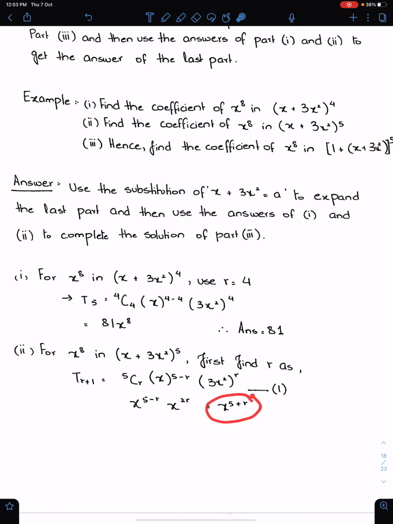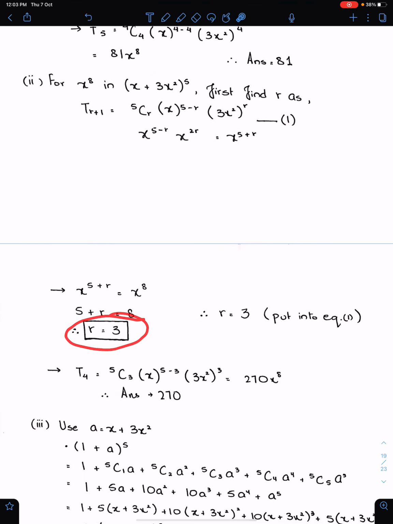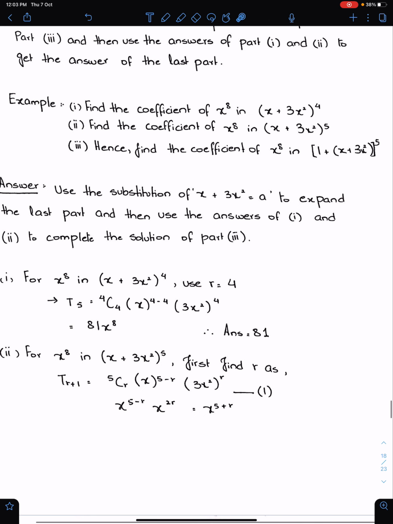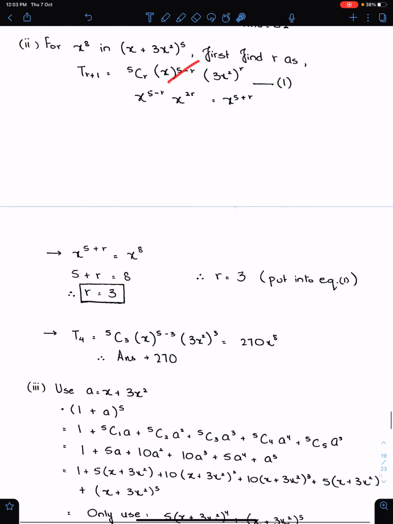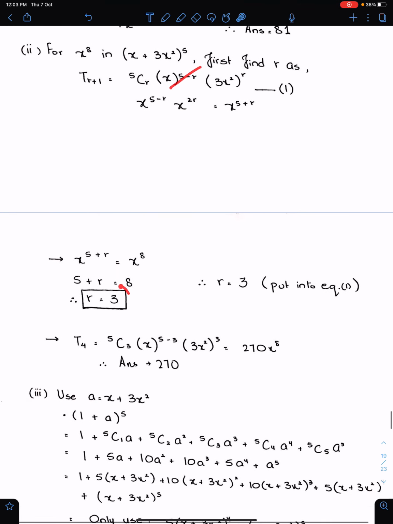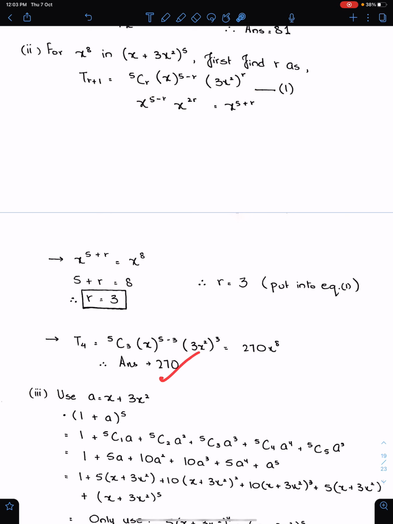So x^(5+r) should be equated to x^8 to get r. So r is 3. Here we predicted the term because 4 is the last term, so T5. Here we cannot predict the term easily, so we need to get r with the help of this formula. And for part 2, r is 3. So by substituting 3 into this equation, we can get the answer.